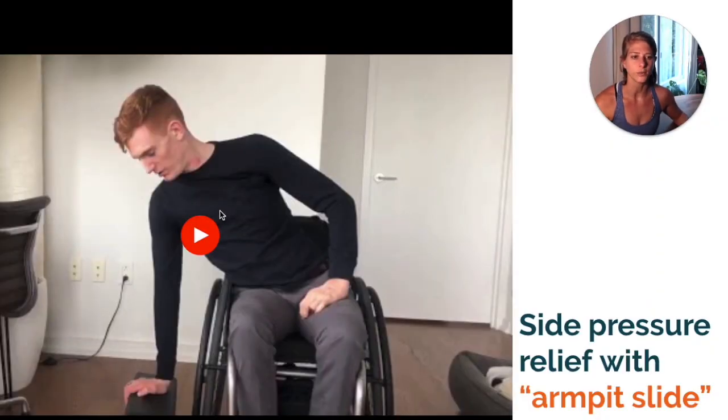All right. Theo here is going to show how he uses his serratus in doing a pressure relief when he's kind of bowing out to the side. I'll let him show that.